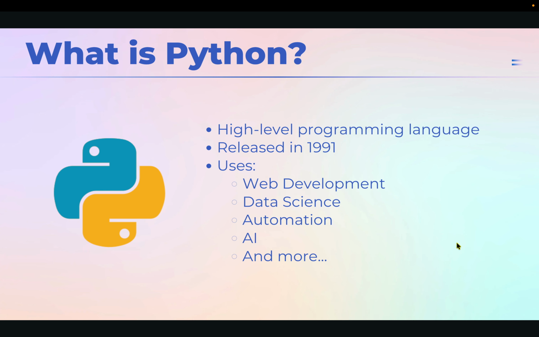So Python is a high-level programming language that came about around the 1990s. And the main uses currently today would be web development, data science, AI, automation. So mainly Python today is really used with a lot of data processing, data analysis, and things of that nature.